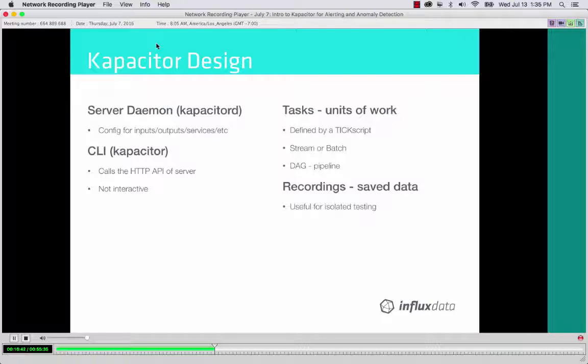Within Kapacitor, there are two main ideas. You have a task, which is like a unit of work. This is something that is defined by a TICKscript. And tasks can either be a batch or a stream, and tasks define or encode a DAG, which is a directed acyclic graph. And we'll talk about what that means a little bit more.